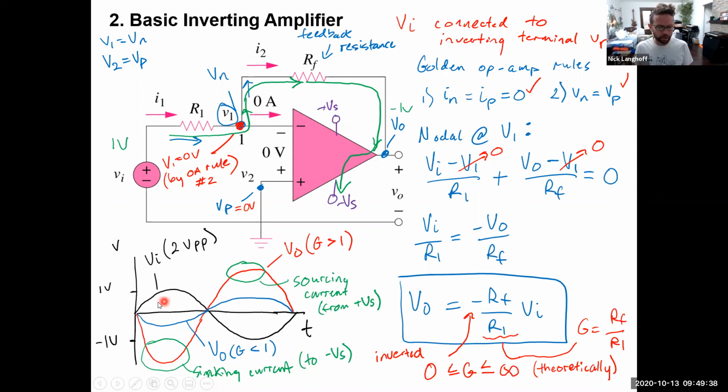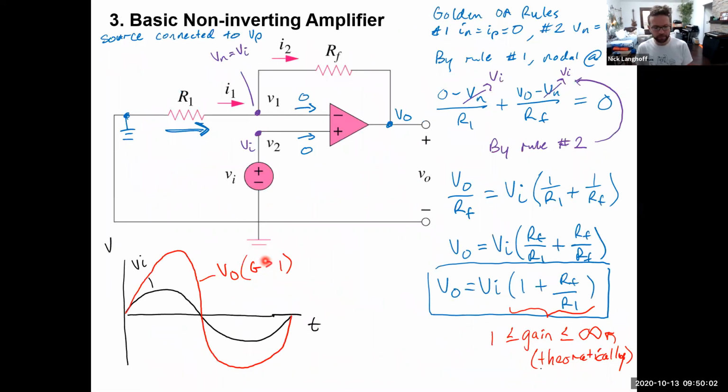We looked at what a graph would look like if you put in a sine wave into here. And let's say this was a 2-volt peak-to-peak signal. So it goes from plus 1 volt down to minus 1 volt in black here. And we looked at what the output of the amplifier would look like for various gain settings. Gains less than 1, gains greater than 1.